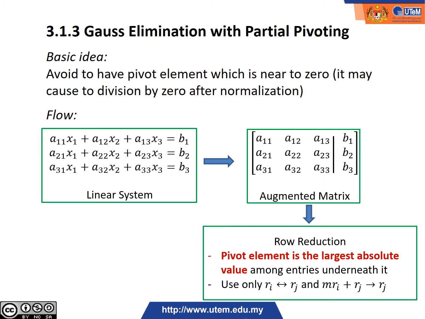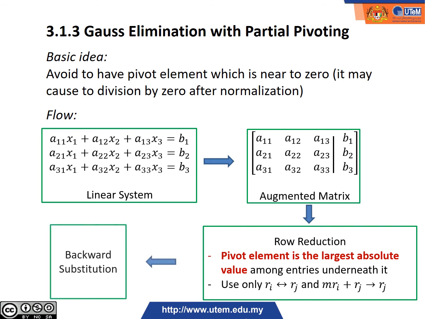However, the key step here is to ensure that the pivot element is the largest absolute value among entries underneath it. This is done by either interchanging any two rows or using row replacement operations. This is then followed by back substitution until all solutions are found.